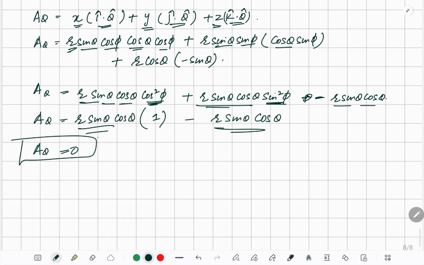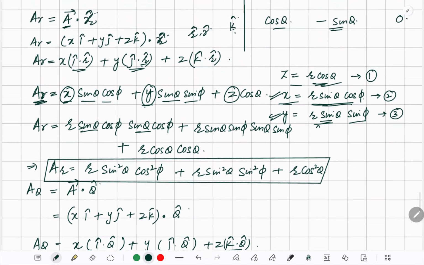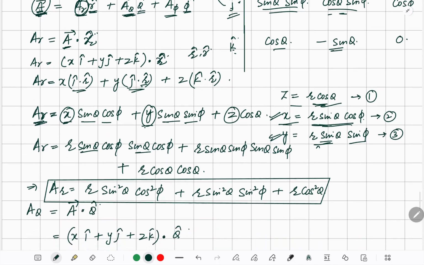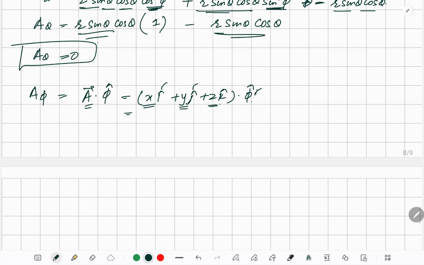So similarly you can see a phi also, doing the same methodology as I did. A phi you can find by doing the dot product of a vector with the phi cap. So basically you can write a phi as a vector dot phi cap, and in place of a vector you can write x i cap plus y j cap plus z k cap dot phi cap, and in place of x, y, and z you can put r sine theta cos phi, r sine theta sine phi, and r cos theta, and writing the i cap dot phi cap, j cap dot phi cap, k cap dot phi cap, from here you'll see that it is again 0.